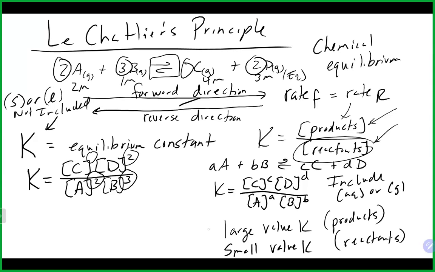What is considered a large value? It is a value of 1 and above. So anything above 1 is considered a large value for equilibrium constants. Anything that's less than 1 would be a small value.